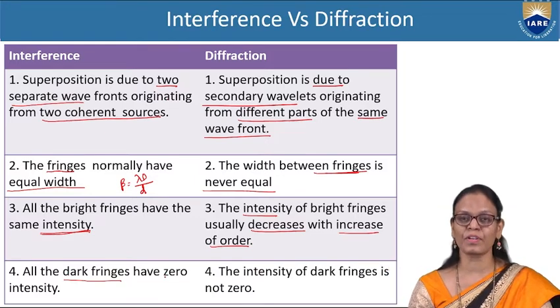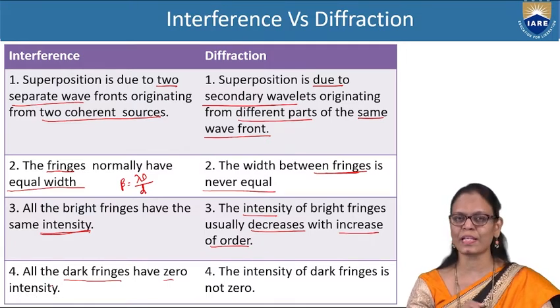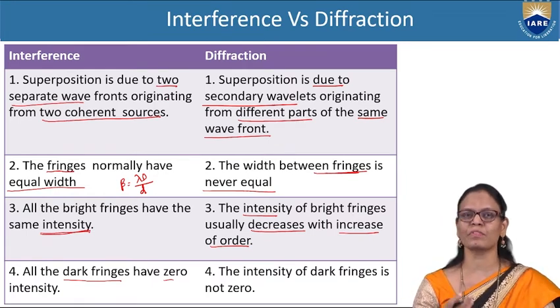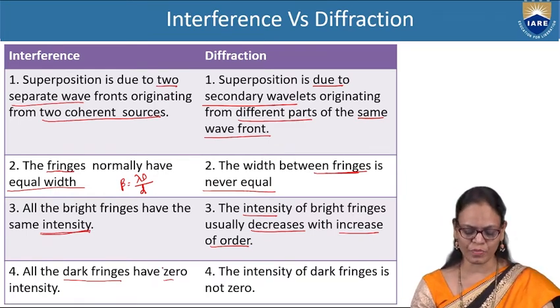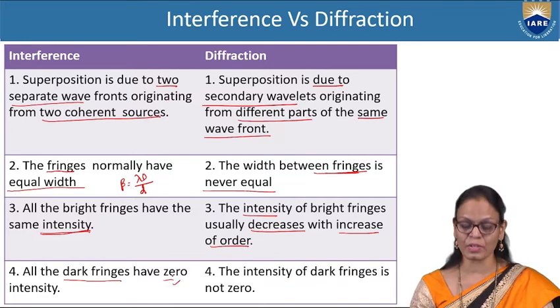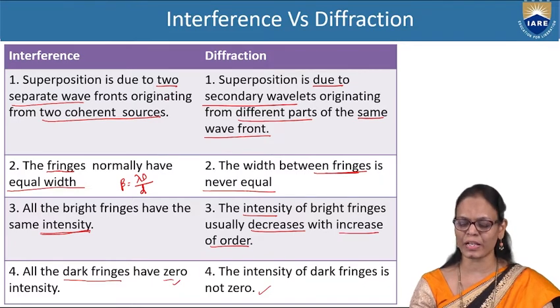Then all the dark fringes have zero intensity because they are cancelling each other. We have seen that in destructive interference, they are completely out of phase, and the resultant amplitude y is given by y1 minus y2, and therefore we get 0. They are of equal amplitude, so it is 0 intensity. But here the intensity of the dark fringes is not 0. So these are the major differences between interference and diffraction.